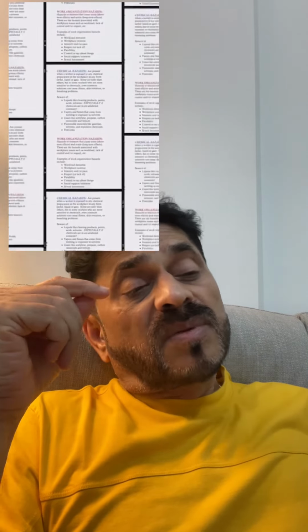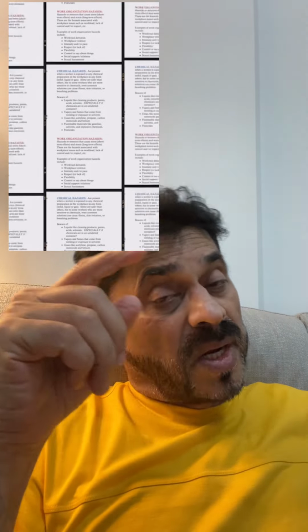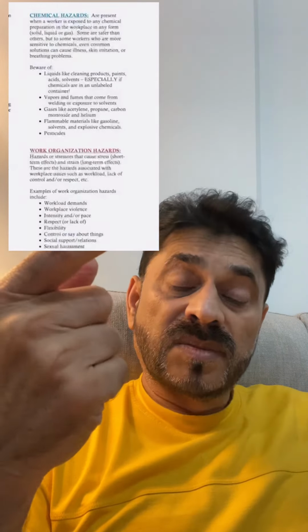Now let us discuss chemical hazards. Chemical hazards are present when a worker is exposed to any chemical preparation in the workplace in any form. It could be solid, liquid or gas. Some are safer than others, but to some workers who are more sensitive to chemicals, even common solutions can cause illnesses, irritation or breathing problems.